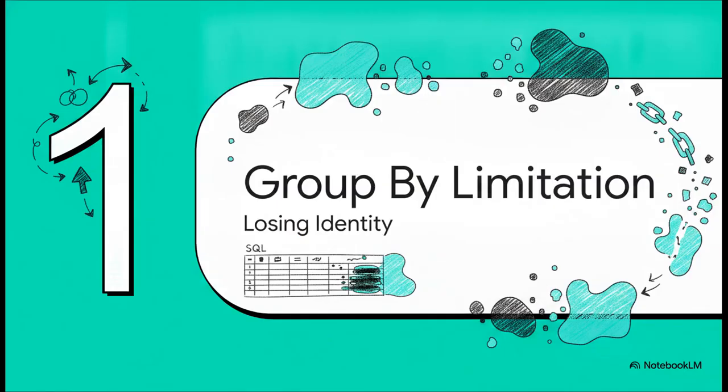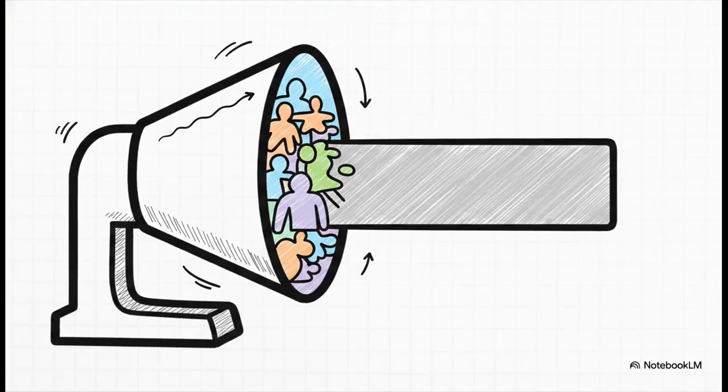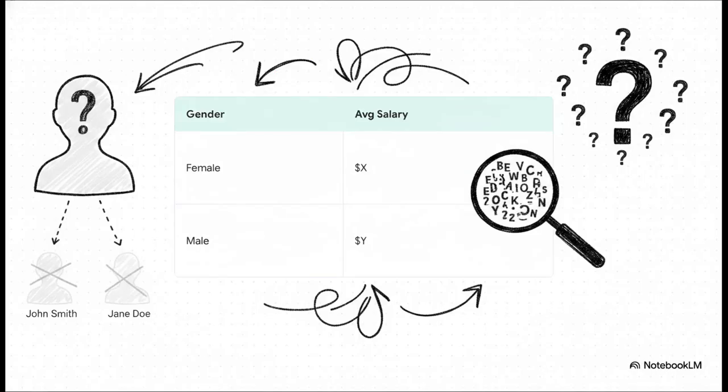All right, section 1, the group by limitation. Let's start with a foundation you probably already know. Think of this as the before state of our data makeover. When we write a standard SQL query using a group by clause, the database literally rolls everything up. It just takes all those unique individual rows and compresses them down into one single summary line for each group. And that brings us to the core problem.